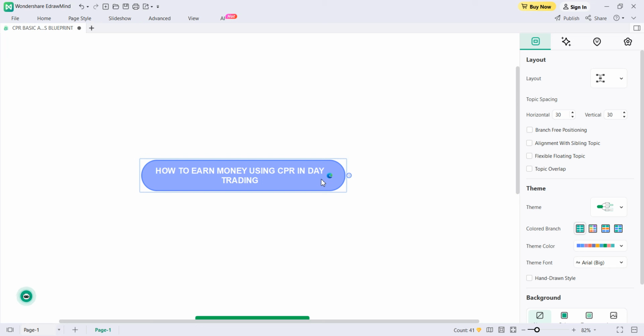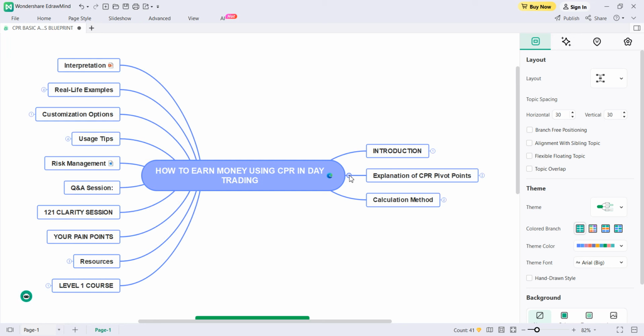Now I am here to discuss the powerful system of CPR Pivot Points, and by the end of this video you will be able to know how powerful it is, how you can predict tomorrow's price action of your stock or index using this CPR Pivot Point trading. Okay, let's get into the video and see what I have prepared for you.